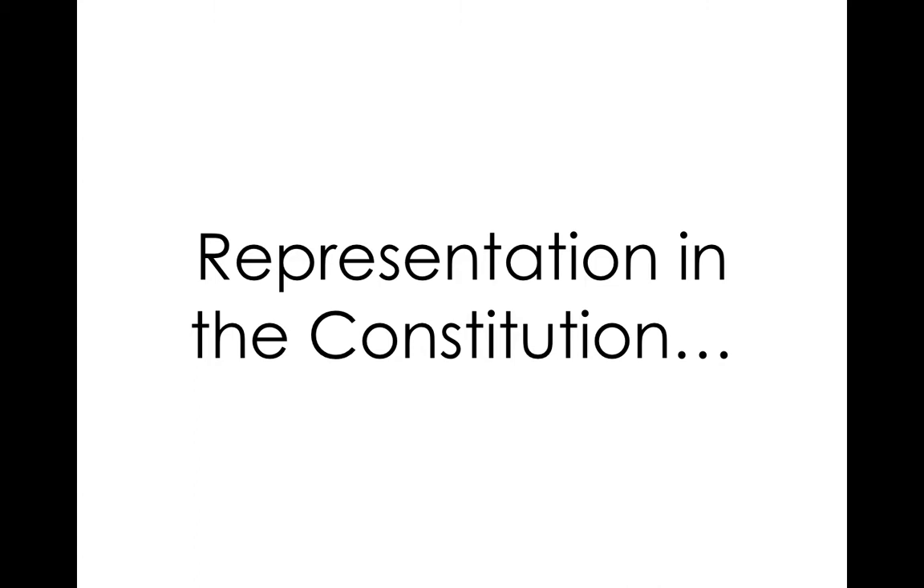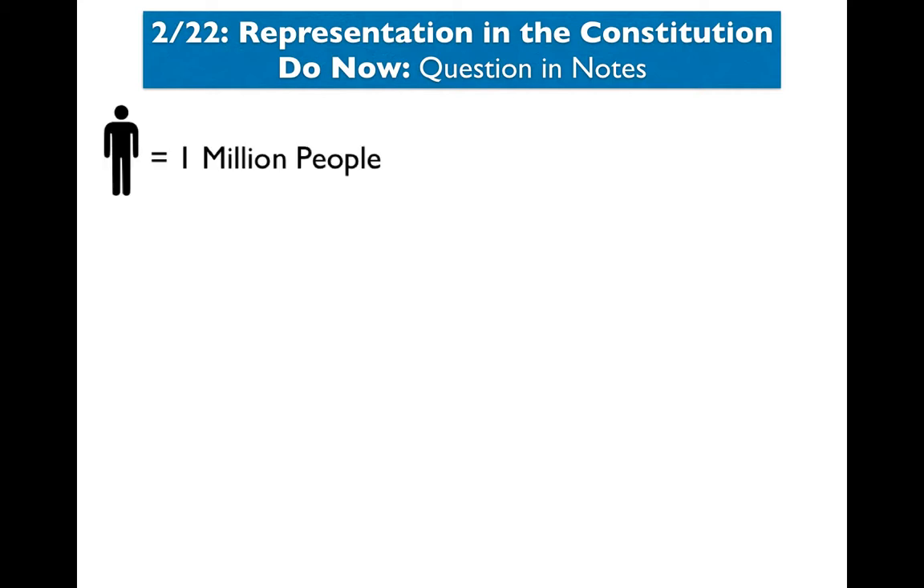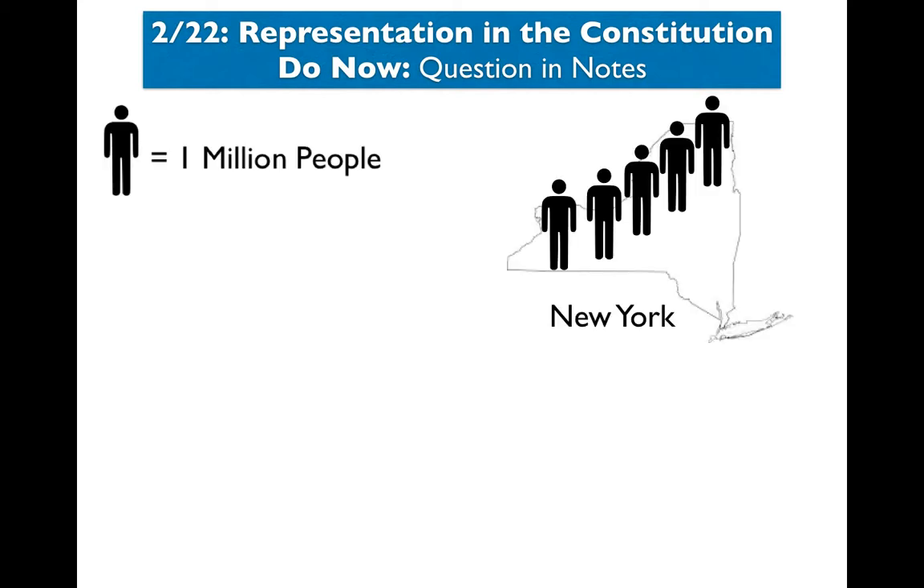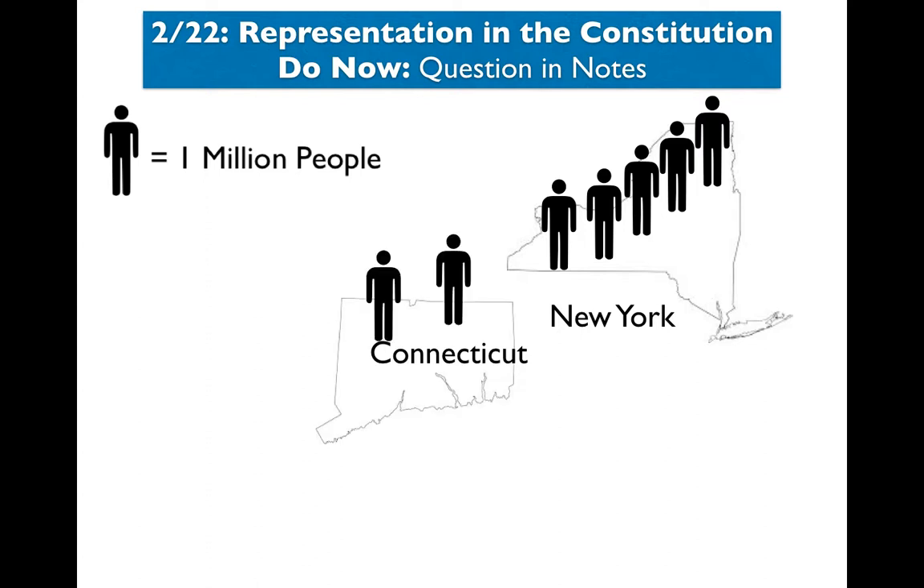Okay, so this is where we get into some of the compromises in the Constitution, and most of the battles and arguments in the Constitutional Convention were over representation in the Constitution, so how Congress would represent the people of the United States. So the idea here is there were two sides in this argument. It was basically the large states versus the small states.